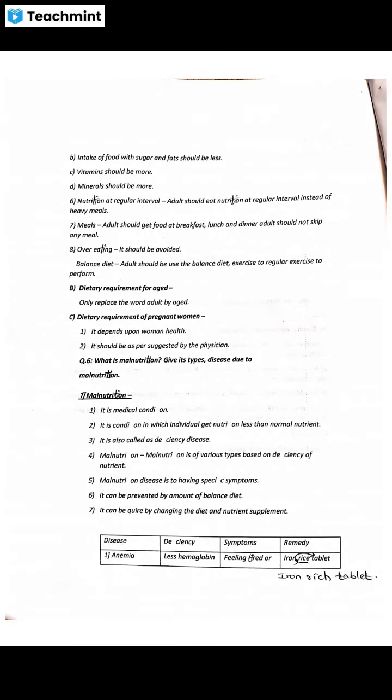So it is also called as a disease. So malnutrition is various type based on the deficiency of nutrients. So there are four types of malnutrition. Malnutrition refer to a deficiency, excess or imbalance in a person intake of energy or we can say the nutrients. So there are four broad sub form of malnutrition.